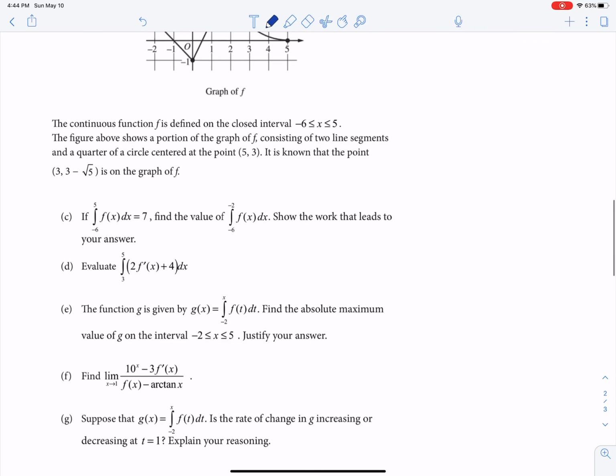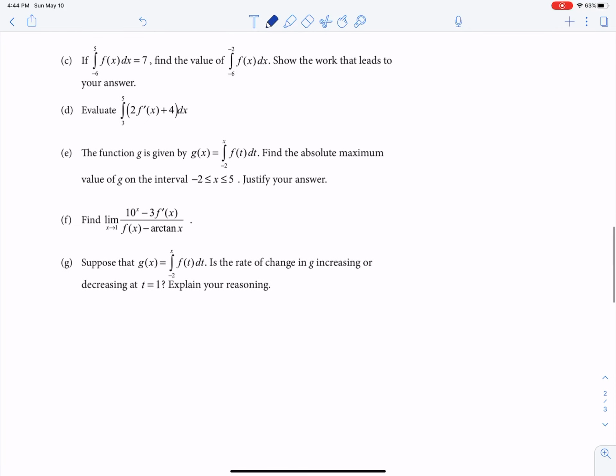So let's see what we can do. Letter C. We are supposed to find the integral from negative 6 to 2 of that function and show the work that leads to your answer. So what do we know? We know that the integral from negative 6 to 5 of f of x dx equals 7.